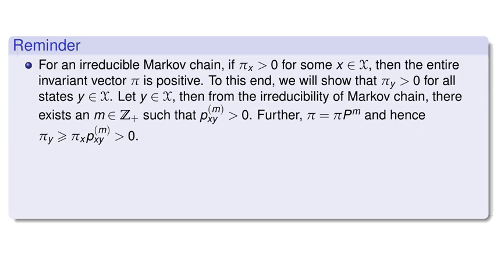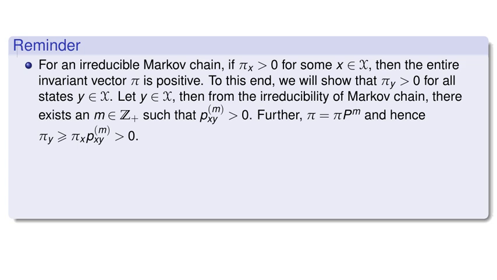Here are a couple more reminders regarding the invariant distribution pi. For an irreducible Markov chain, if pi sub x is greater than 0 for at least one state x in script X, then it turns out that the entire invariant vector pi must be positive. To see why, we need to show that pi sub y is greater than 0 for all states y in script X. Let y be any state in script X.